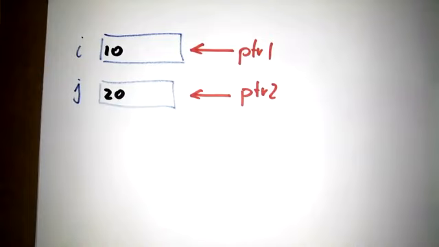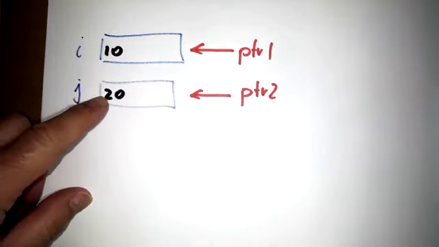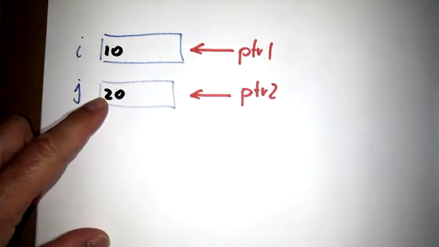Then in line 10, we say that the contents of the integer where pointer 1 points to is replaced by the contents of where pointer 1 points to plus the contents of where pointer 2 points to. So we dereference pointer 1, get 10. We dereference pointer 2, get 20.